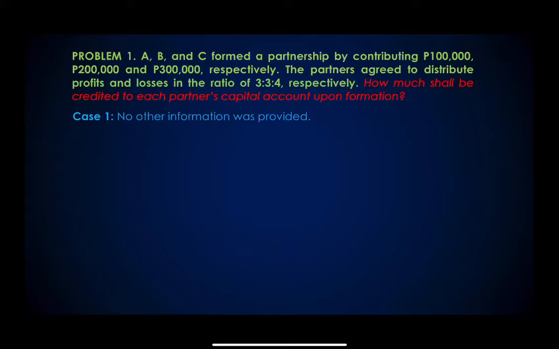Case number 1, no other information was provided. So to solve this, A, B, and C total. So A contributed 100,000, B 200,000, C 300,000. So that's for a total of 600,000. If no other information was provided, then the amount contributed by each partner will be the same amount that should be credited to each partner's capital account. So the answer would be the same, 100,000, 200,000, and 300,000 respectively.